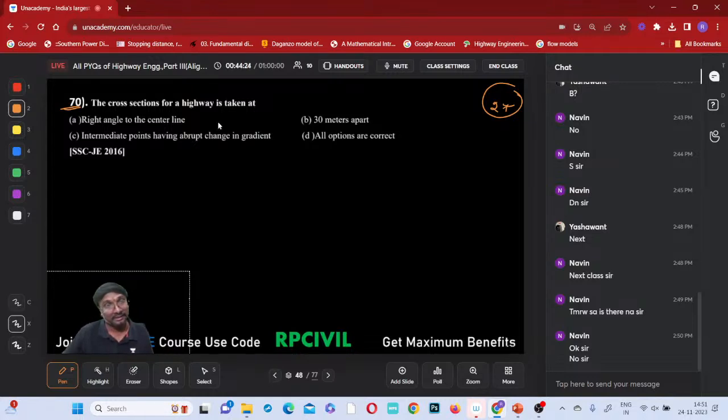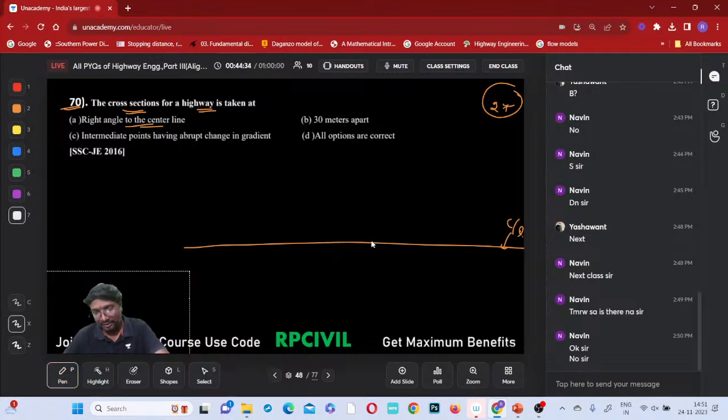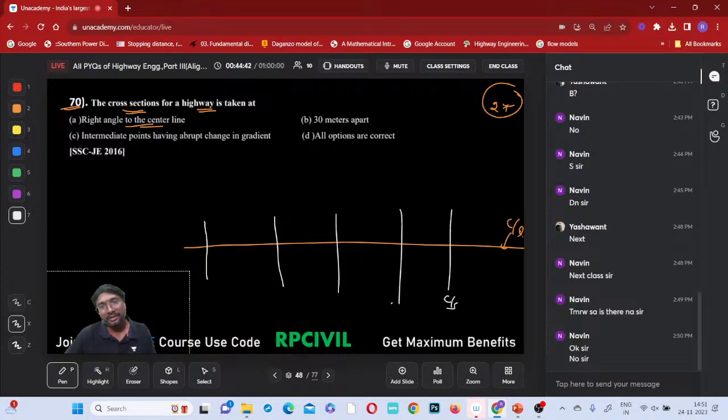The cross sections of a highway are taken at right angles to the center line. So this is the center line of this road which we will mark, right? The cross sections will be taken at this place only, perpendicular to this center line. So this is the cross section at each and every location.